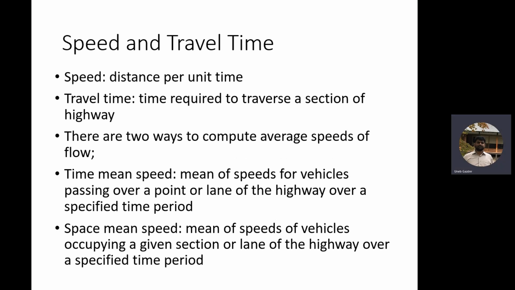So, let us take the discussion forward. Now keep in mind, we are discussing which type of parameters? Macroscopic. Okay. MACRO. Macro. The second macroscopic parameter that we will discuss is speed and travel time.